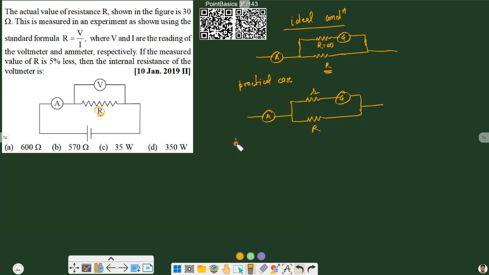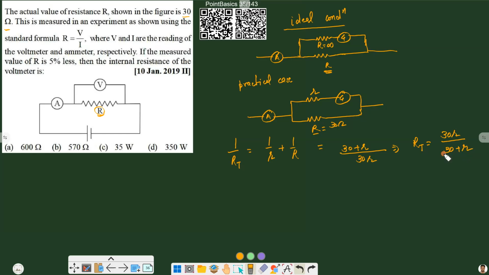So their parallel combination will give us, say, total resistance RT, where 1 by RT is 1 by R plus 1 by r. And we know the value of R is mentioned in the figure, its actual value is 30 ohm. So the LCM will be 30r, this will be 30 plus r, and from this the total resistance of this combination will be 30r divided by 30 plus r.